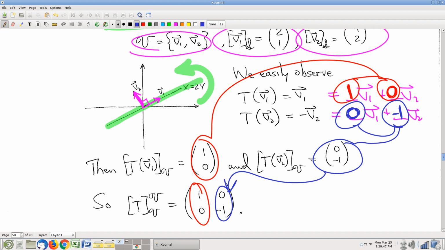Good general rule to keep in mind is if you're trying to understand a linear transformation, pick a basis where it's easy to find the images of those basis vectors, and ideally where those images are easy to write in terms of those basis vectors. So pick vectors that are naturally, conveniently arranged with respect to the transformation you're looking at.